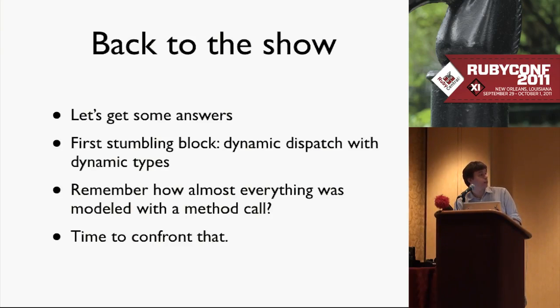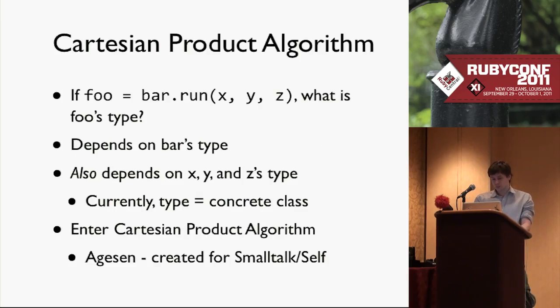The first stumbling block is dynamic dispatch with dynamic types. I decided everything's going to be a method call in Ruby. Now I actually have to own up to that and figure out how to handle all these different method calls. So I use what's called the Cartesian product algorithm. I think the first paper on this was in '91 or '92 for Smalltalk and Self, by a guy named Agesen. Hope I'm saying that right.